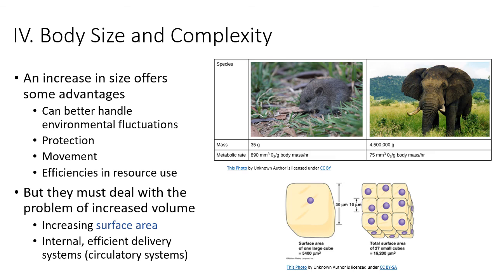So we're going to just make a bunch of little cells, and then we can have a method of delivery for all these little cells in a circulatory system so that the necessary resources and the waste products can transfer efficiently in and out of those cells. And there you have it.